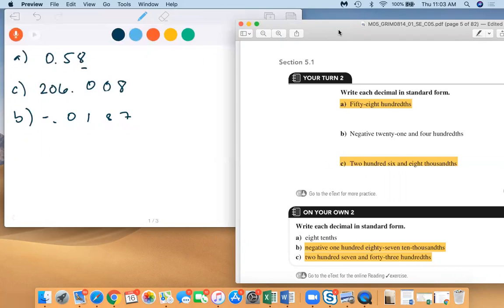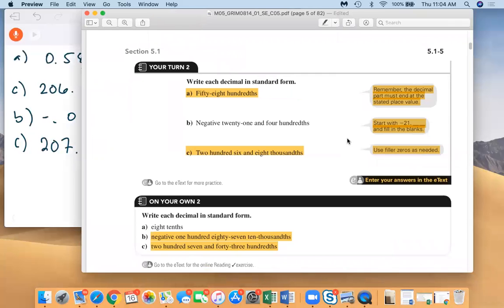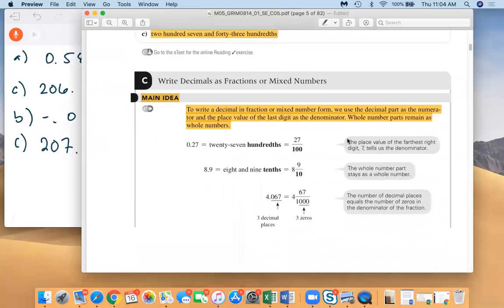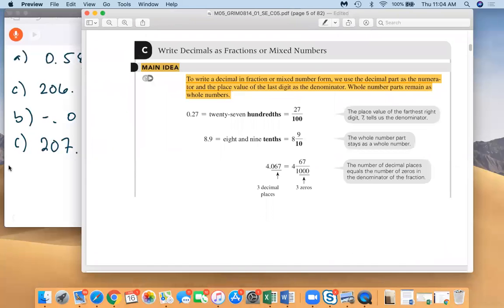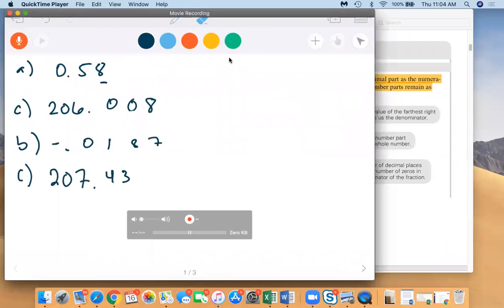So let's go to part C, 207 and, so we know that we have 207 and with a point, 43 hundredths. So we know we're going to the second place, 43, we don't need any leading zeros. All right, pretty easy, right guys? Are you guys okay with that? All right, let's go back. Clear that.